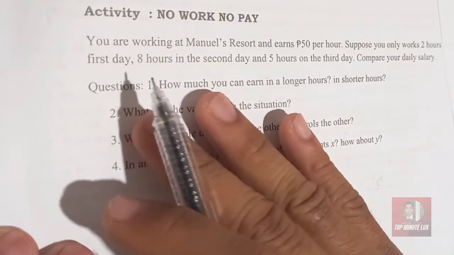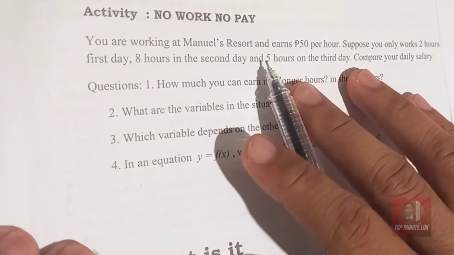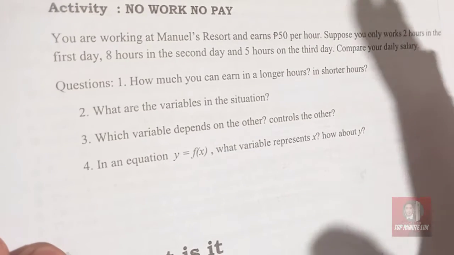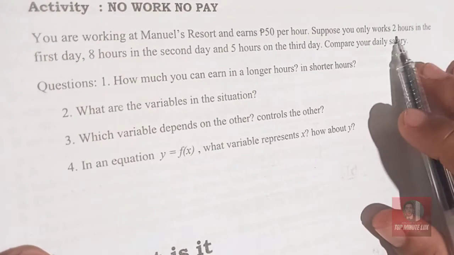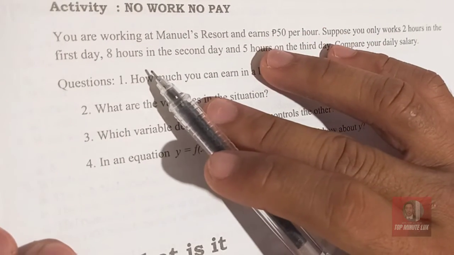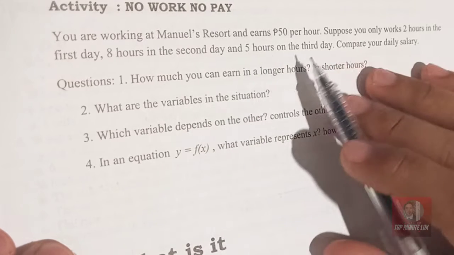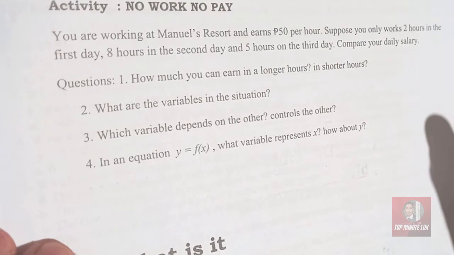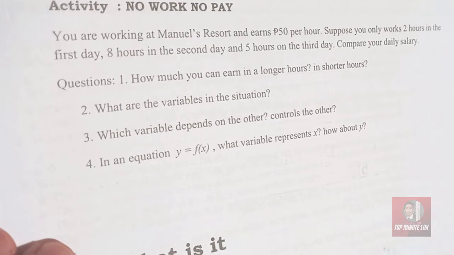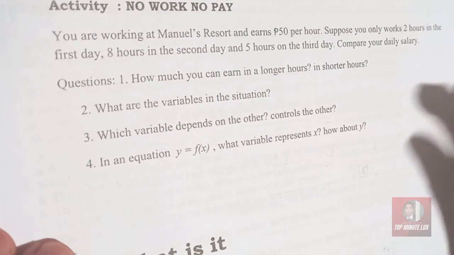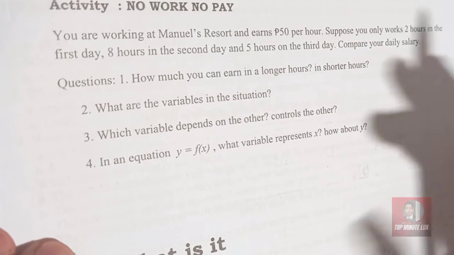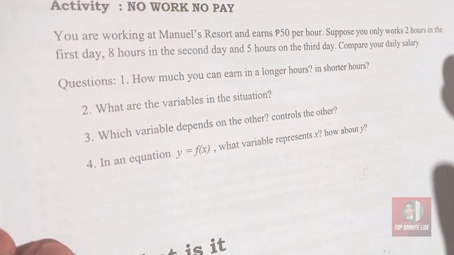So, if you are working at Manuel's Resort and earn 50 pesos per hour, suppose you only work 2 hours in the first day, 8 hours in the second day, and 5 hours in the third day. Compare your daily salary. So question number 1, how much can you earn in longer hours? How about in shorter hours?